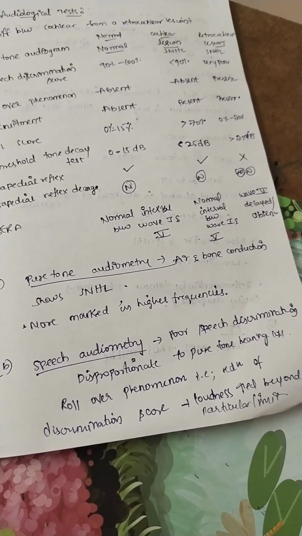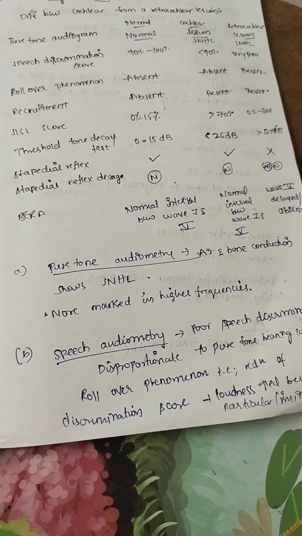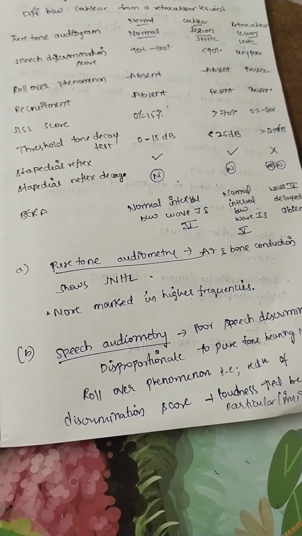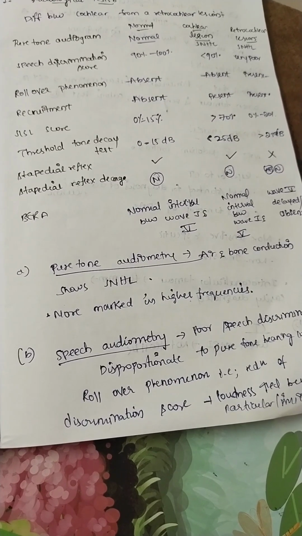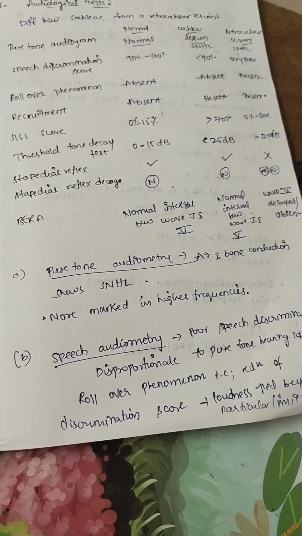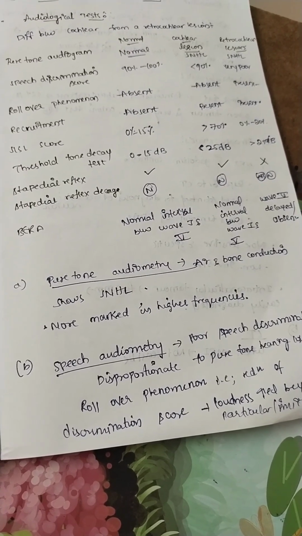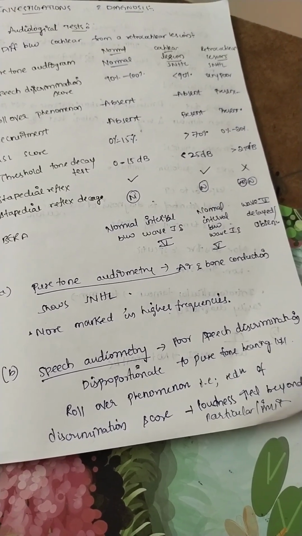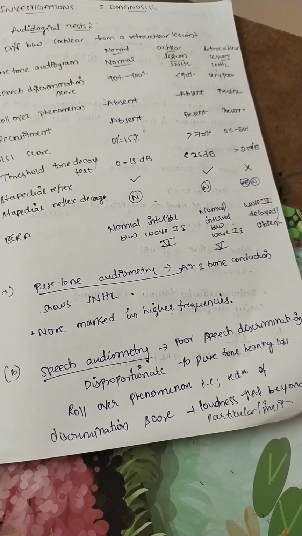In pure tone audiometry, air and bone conduction show SNHL, sensorineural hearing loss, and by doing Weber's, Rinne's, and Schwabach's tests you will find this SNHL is more marked in higher frequencies. In speech audiometry, there is poor speech discrimination disproportionate to the pure tone hearing.